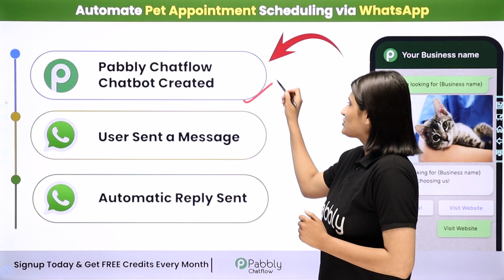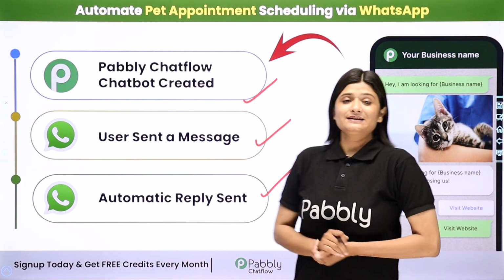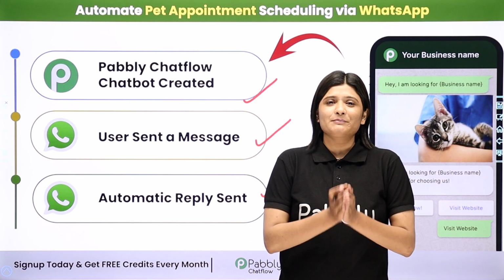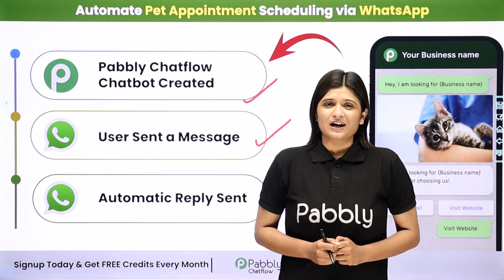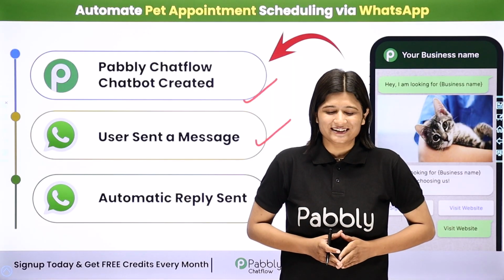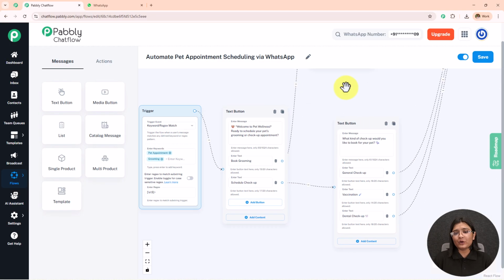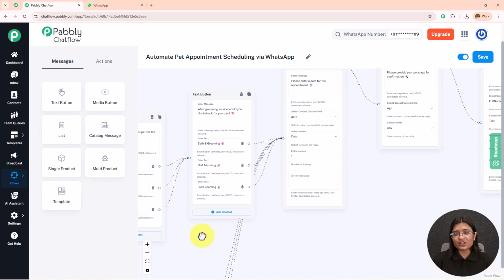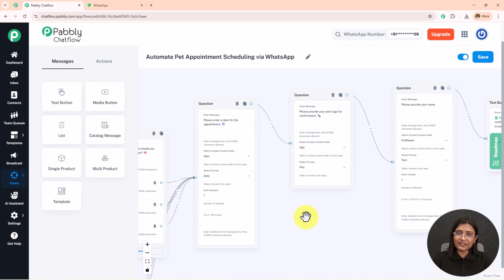Now with the help of this chatbot, whenever a user sends me a message, automatically the reply will be sent based on the query which they have sent to me. Now if you want to learn the step-by-step process of how you can create this WhatsApp chatbot using Pabbly Chatflow, then let me take you all to my screen. So here in this video, we are going to see how we can automate the pet appointment scheduling via WhatsApp. And for this, I have created this WhatsApp chatbot using Pabbly Chatflow. We are going to test this once whether it is working fine or not.